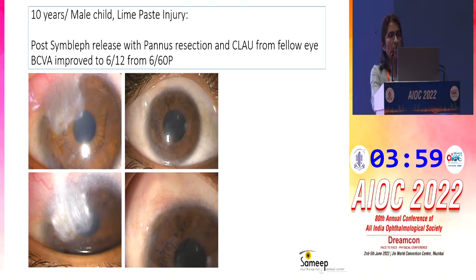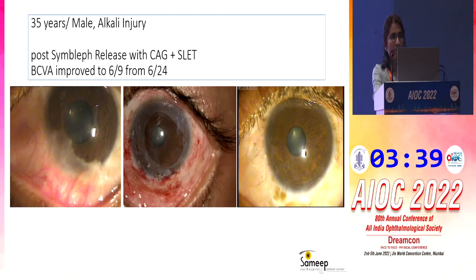This is another case where a 10-year-old male child sustained a lime paste injury, and these are the clinical pictures post symblepharon release with pannus resection and conjunctivo-limbal autograft. Here we decided to take a conjunctivo-limbal autograft because the area involved was much less, so it did not need a SLET procedure. This is another example where 180 degrees of limbus is covered with pannus. So we decided to have SLET with conjunctival autograft, and you can see the results post-operatively.